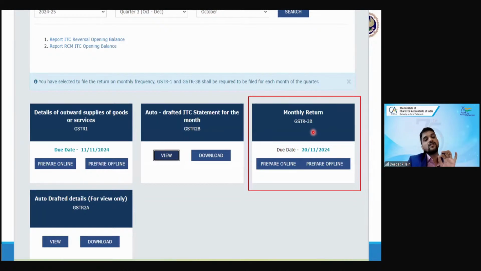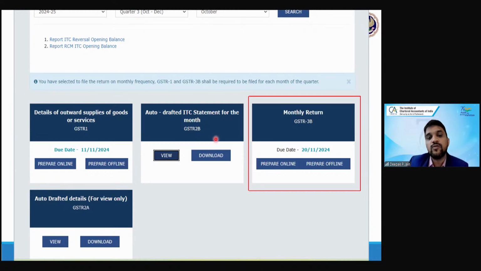Now in GSTR 1, 1A and then 2B, what appears? GSTR 1 is only your filing, and GSTR 1A is the amendment to the GSTR 1. So once you have filed your return, then you have to amend it. Okay. So if you want to amend, you can amend it by GSTR 1A. Then you have to come to GSTR 2B.